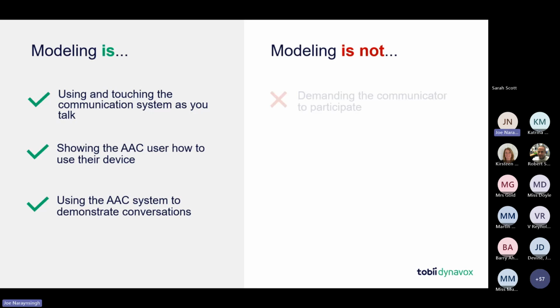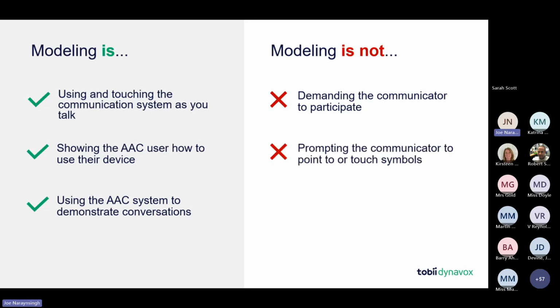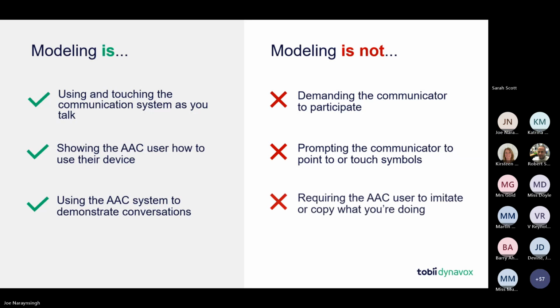And what modeling is not: demanding from the communication partner and demanding them to participate. And as I say, this is a really common one that we see. Can you find this word, or go to this, or point to that. We're not doing that. We're using the device and commenting on what we're doing as we're using it. So we're not prompting the communicator to point to, touch to, or interact with the symbols. We're just doing it without that expectation. And we're not asking the user to imitate or copy what you're doing.